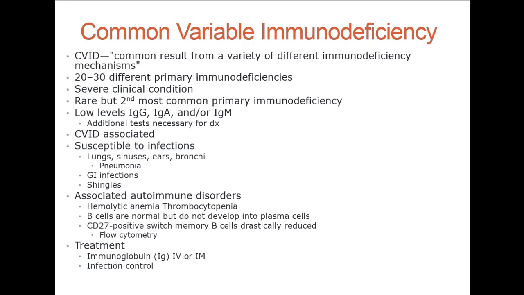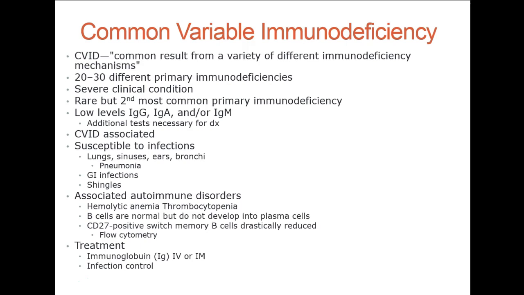It's very susceptible to infections, just as all of these are. Lungs, sinuses, ears, get pneumonia, GI infections, even shingles. And we also have associated autoimmune disorders with this, which we haven't seen with the other ones. We see hemolytic anemia, thrombocytopenia, and this is because the B cells are normal, but they don't develop into the plasma cells.